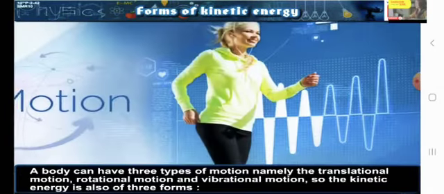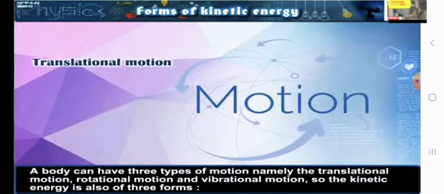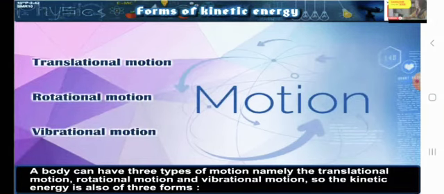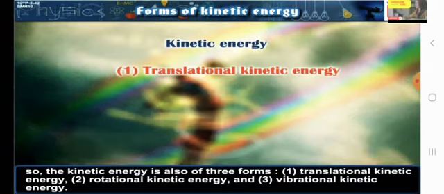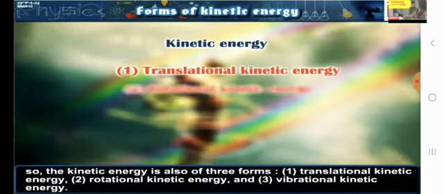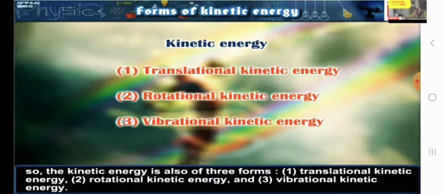Forms of kinetic energy. A body can have three types of motion, namely the translational motion, rotational motion, and vibrational motion. So, the kinetic energy is also of three forms: 1. Translational kinetic energy. 2. Rotational kinetic energy. And 3. Vibrational kinetic energy.